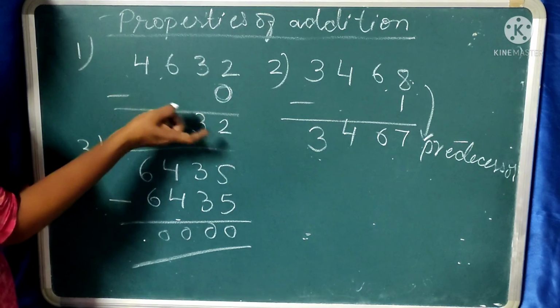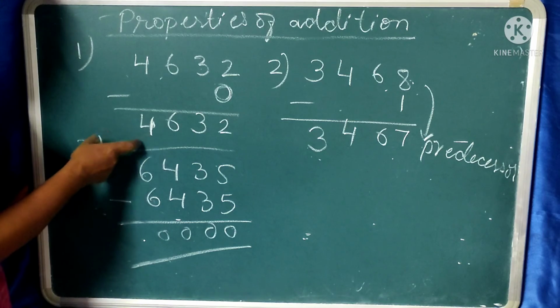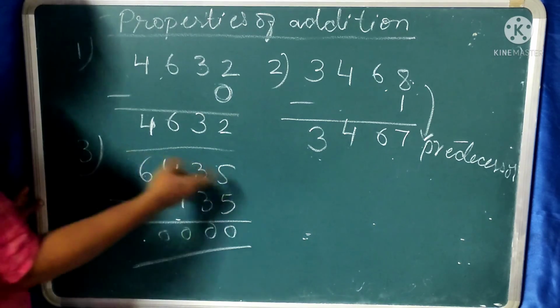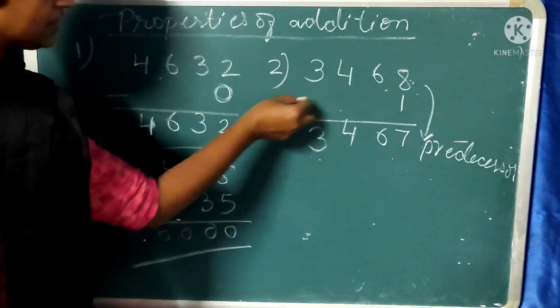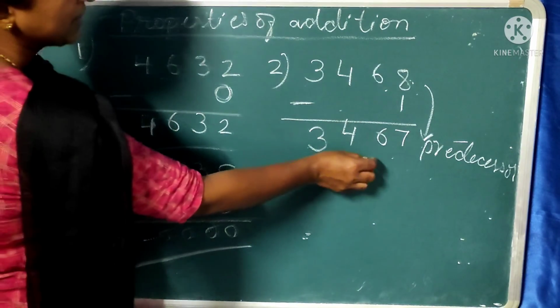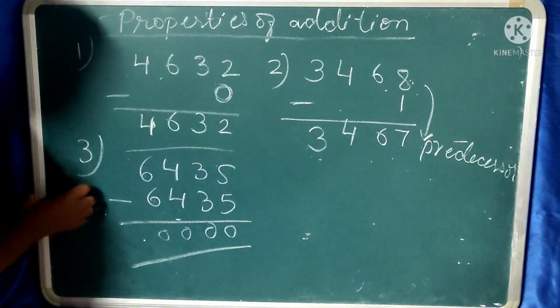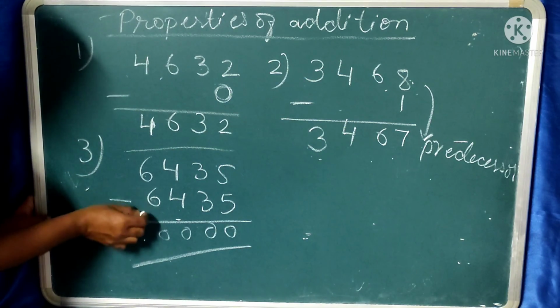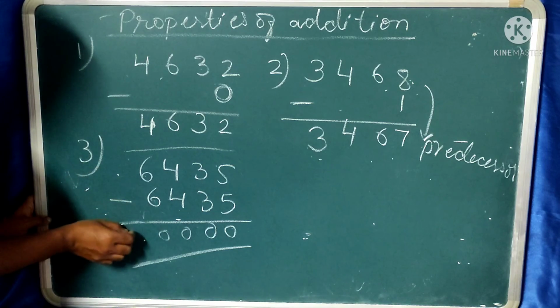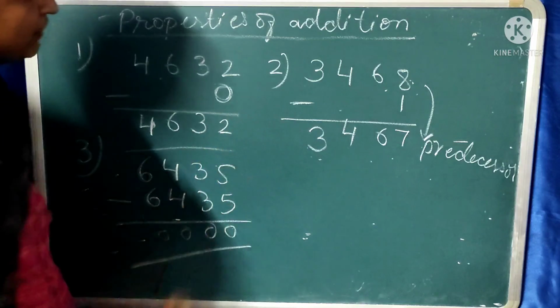The first property is when 0 is subtracted from any number, we get the number itself. Then when 1 is subtracted from any number, we get the predecessor of that number. And third, when a number is subtracted from itself, we get the difference as 0. So these are the properties of subtraction.